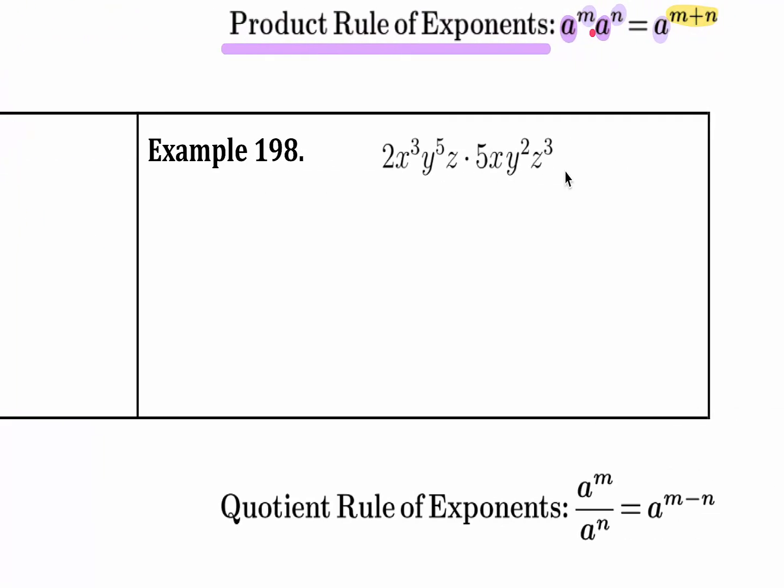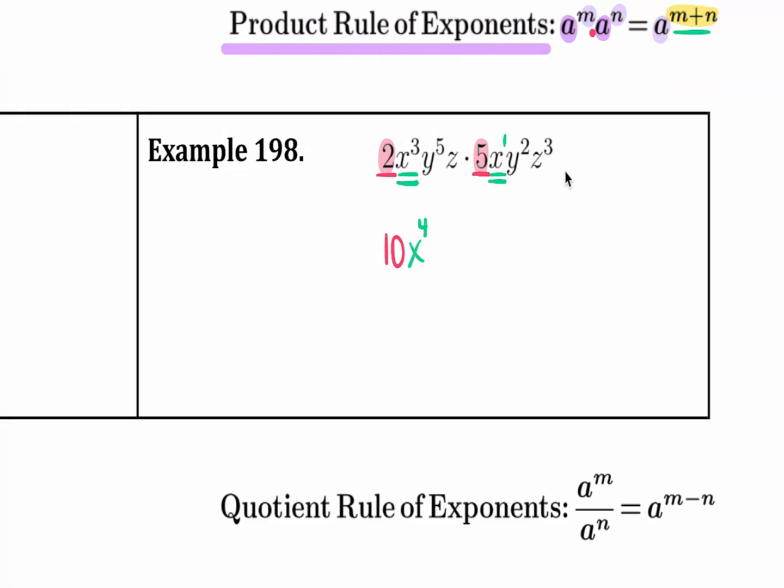Okay, our next example here, we're throwing some coefficients in. With coefficients, we just multiply them like normal. So this says 2 times 5, that gives us 10. All right, let's take our variables letter by letter. I have an x to the third power times x to the first power. Our rule up here says we add them. 3 plus 1 is going to give me x to the fourth power.